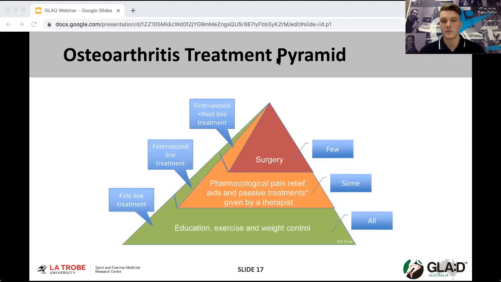If the first line of treatment doesn't lead to a satisfactory outcome, it can be complemented with pain medications, TENS machines, manual therapy, braces, shoe insoles, other aids, and in some instances, injections. So that's that little section in the orange there. However, these strategies cannot address the range of factors contributing to pain and disability. For example, the only way to improve your strength is to complete an exercise program. And for those with very severe symptoms, so about 10 to 15%, surgery may be considered.